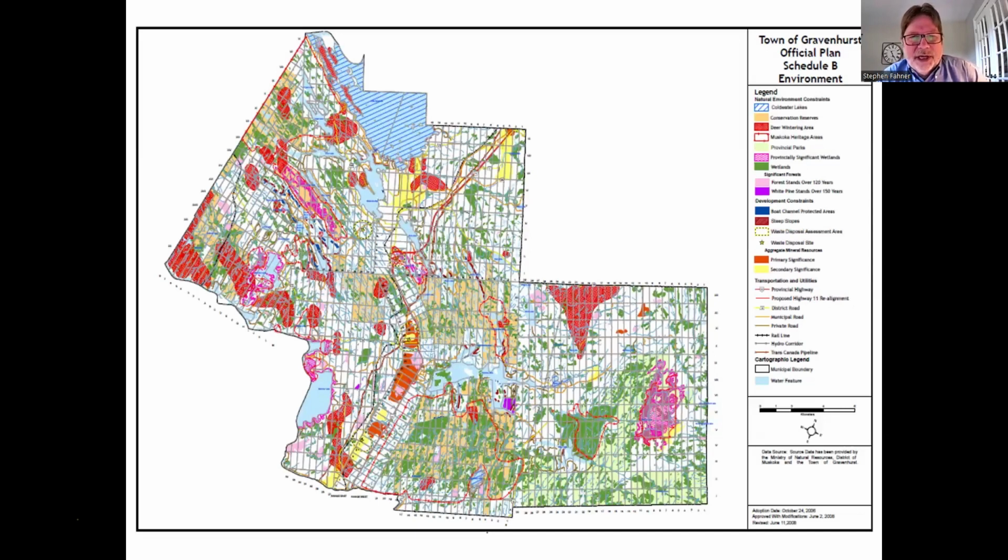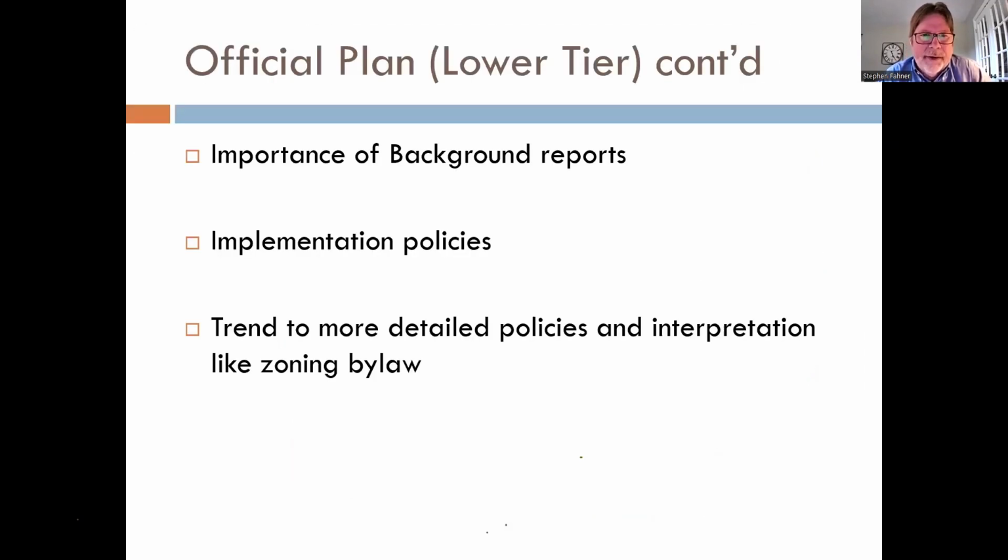And this is another schedule, the same official plan, that actually speaks more to the environment. Deer wintering areas are fairly prominent. They're in that reddish color. There are wetlands in green, provincially significant wetlands, and this particular map also shows aggregate mineral resources. Sometimes that's on a totally separate schedule. So there's text that you look at with the official plan, and there are also maps that relate to the text.